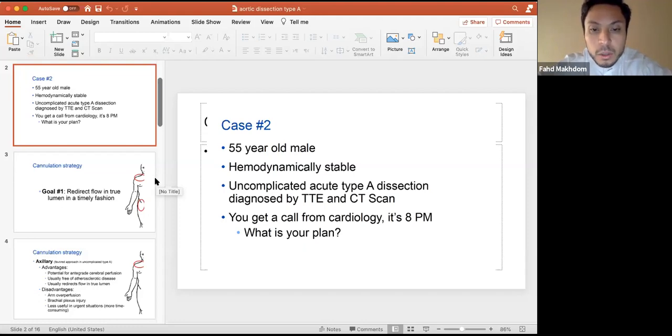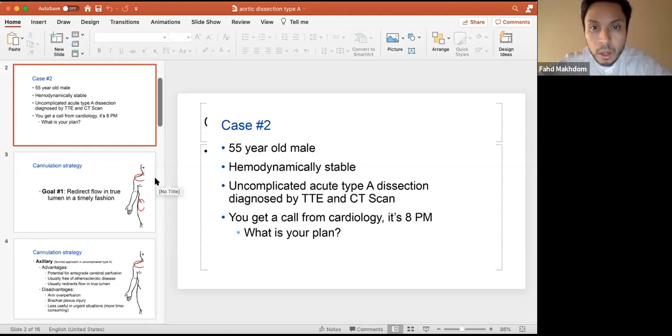Okay, so cannulation, we're talking about cannulation. So axillary, femoral, arch, innominate. As you all mentioned, you're all correct. So whether you want to cannulate femoral or axillary, it's okay. The axillary cannulation in this case, I think, is reasonable.